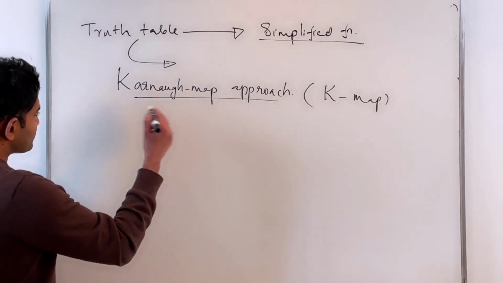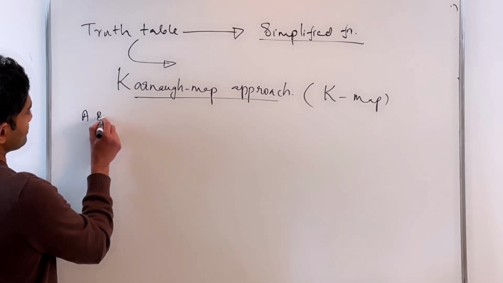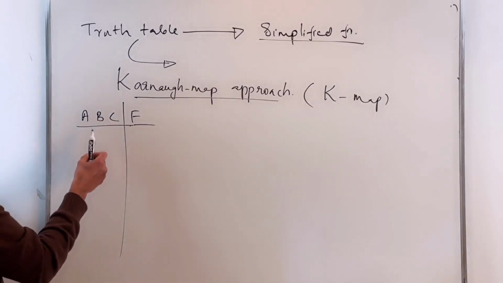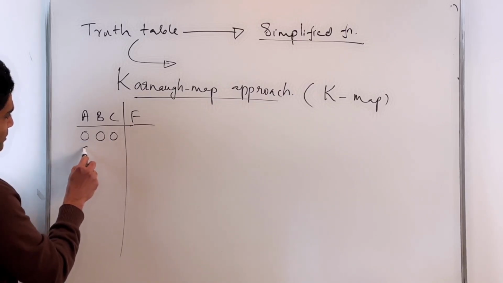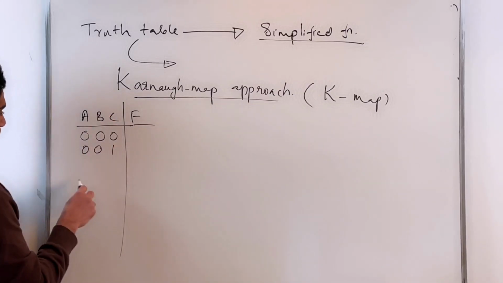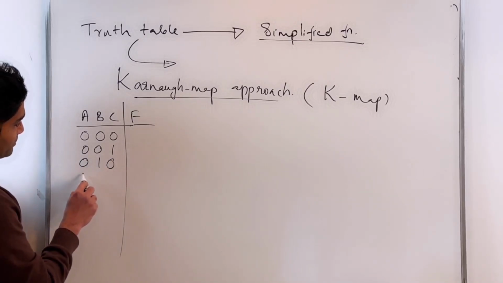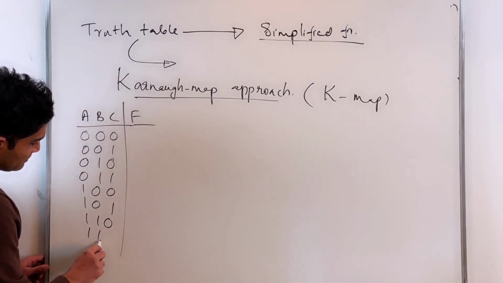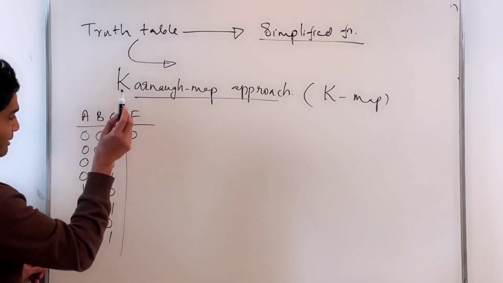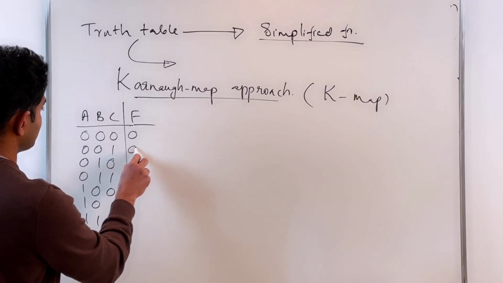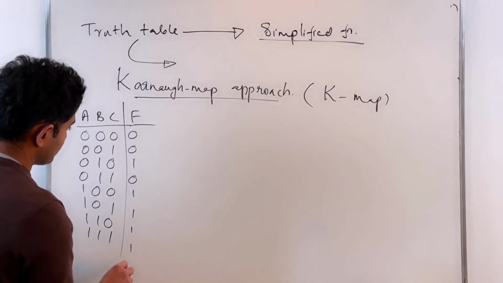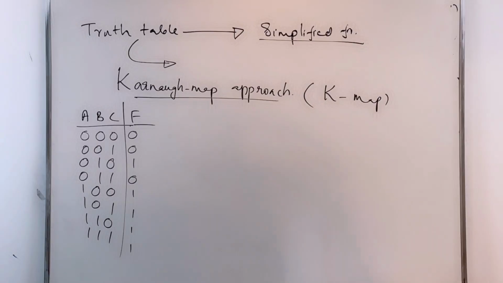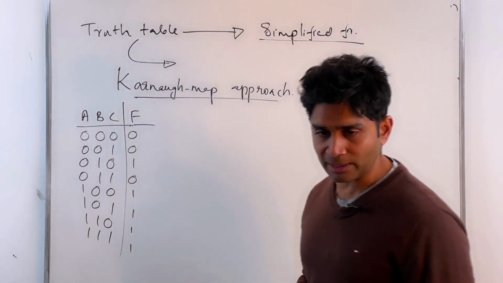Now, let's go back to the same example. So we have A, B, C, and that's the function that we were trying to simplify. The truth table consisted of all of these combinations between the inputs. And then the output was, again, the same function. So this was the function that we started out with, right? We were trying to implement that using the Boolean identities way. And now we would like to implement that using a new approach called the K-map approach.